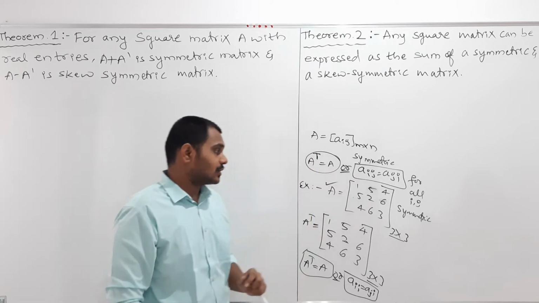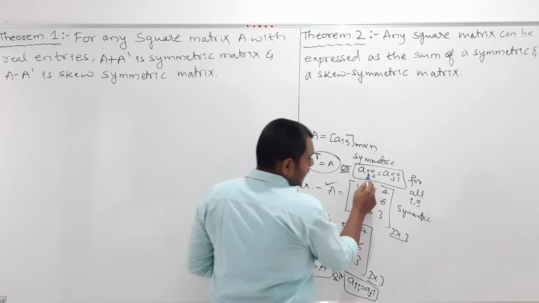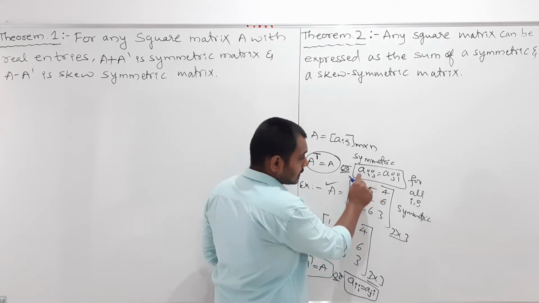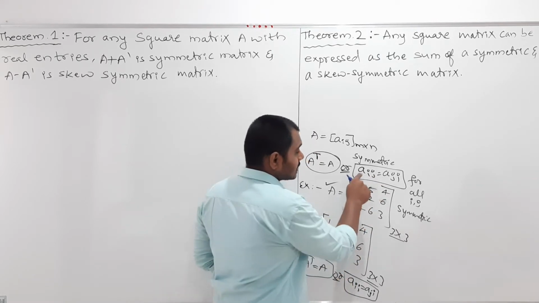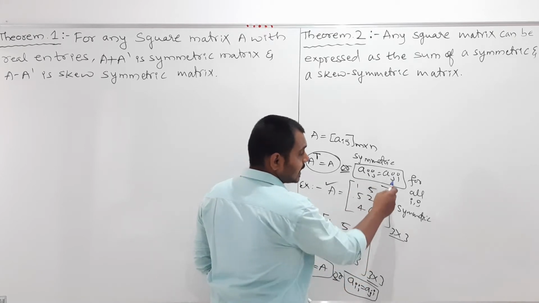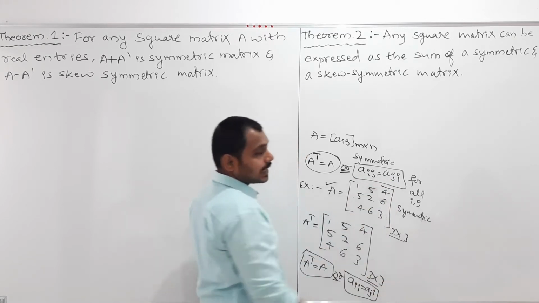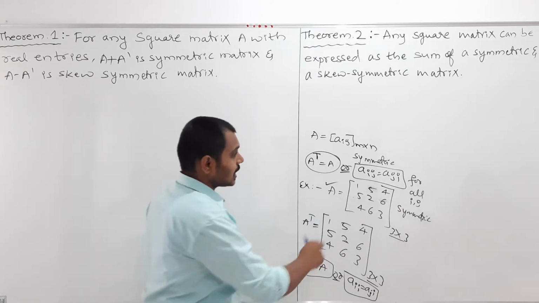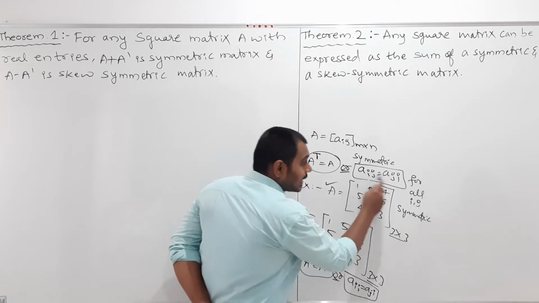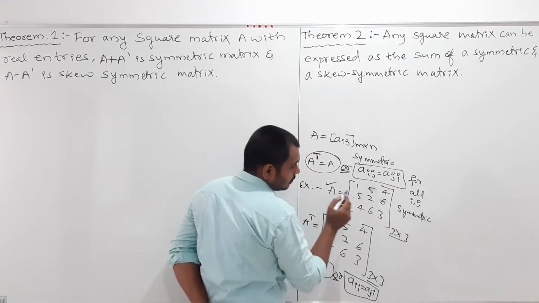So therefore, my dear students, you can observe here, Aij means what? The ith row and jth column element. A subscript ij means the ith row and jth column element. And Aji means the jth row and ith column element. I am just interchanging the subscripts of Aij. If Aij is equal to Aji, so that is nothing but, my dear students, you can observe here.